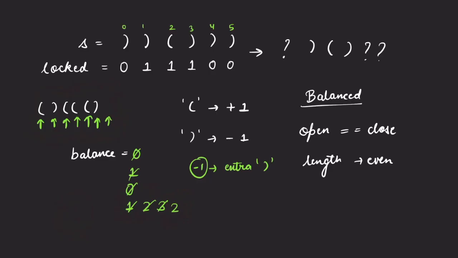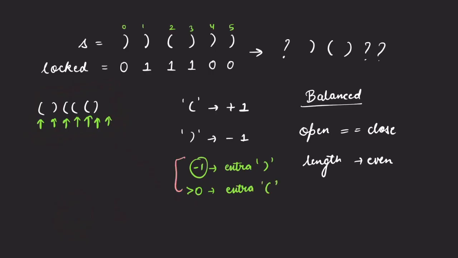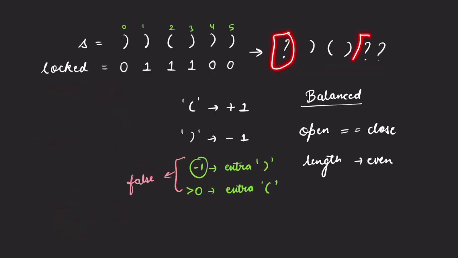So basically, we got two conditions over here. Balance less than 0 told us there are extra closing brackets, and balance greater than 0 told us that there are extra opening brackets, right? And these are the two scenarios where our answer is false, right? Otherwise, our answer is going to be true, right? So this is how we used to find out whether a parenthesis string can be balanced or not, right? But in our particular case, we are having some placeholders, right? Which can either be an opening bracket or a closing bracket, right?